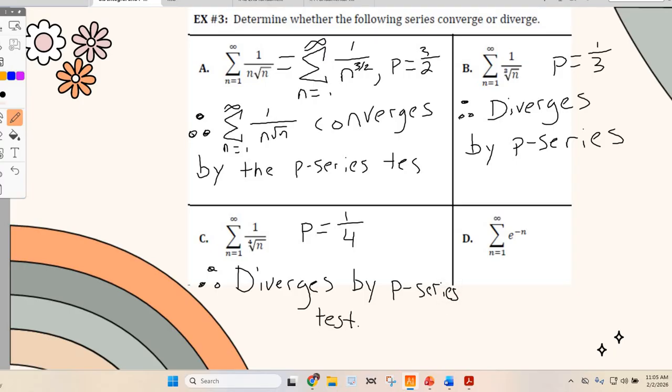Alright, what about our last one? Is that one a p-series? Okay, well my directions don't necessarily say I have to use a p-series test, right? They just say that I have to figure out if it converges or diverges. Agreed? Okay. So can I rewrite that? What can I rewrite that to? 1 over e to the n. Okay.